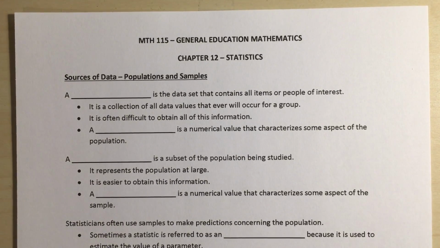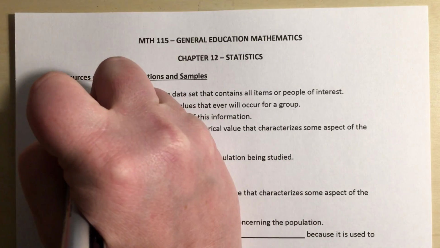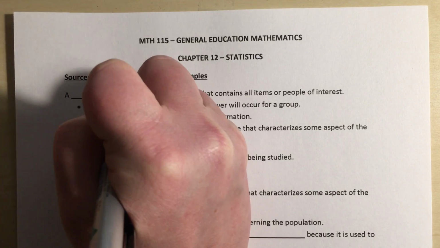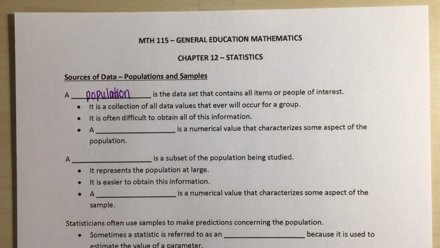So before we can delve too far into the science of statistics, we need to, again, go through a few more definitions. So, sources of data, populations versus samples. A population is a set of data that contains all items or people of interest. It is a collection of all data values that will ever occur for a group. It's often difficult to obtain all of this information.